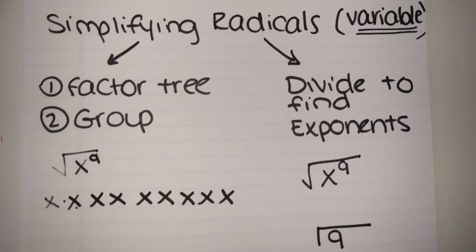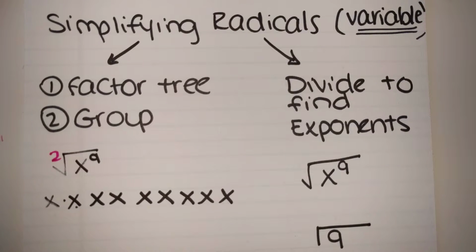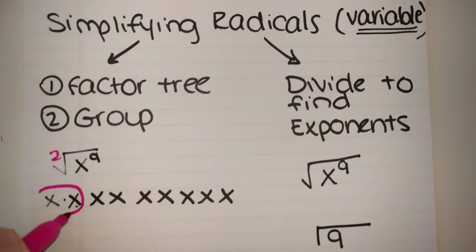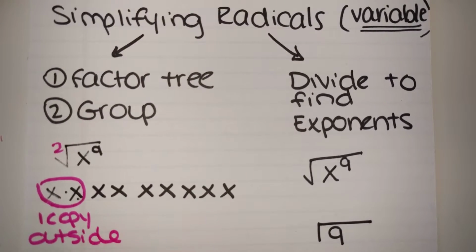So just like we do with numbers, what we would do is we would group by the index. So the index of a square root is understood to be 2. So I would say, okay, here I have 2 x's, so that's going to be one copy outside of my radical. So I will write down that one copy.